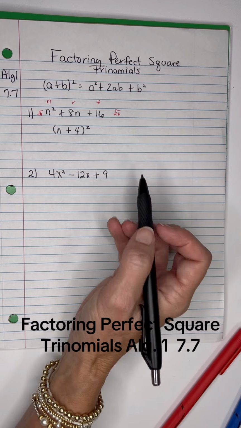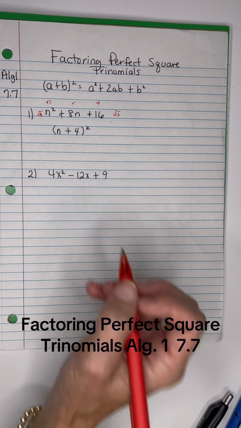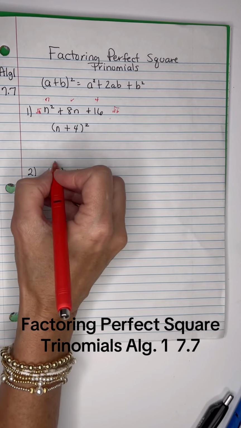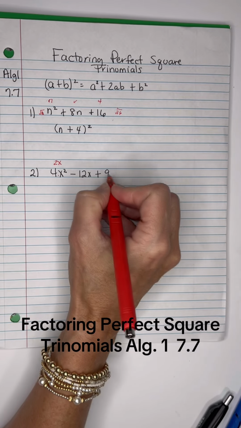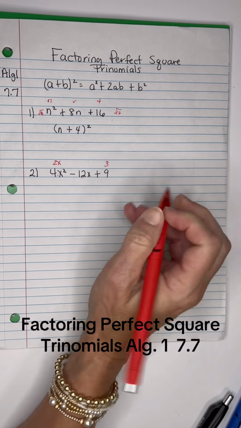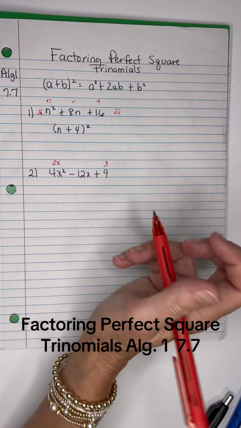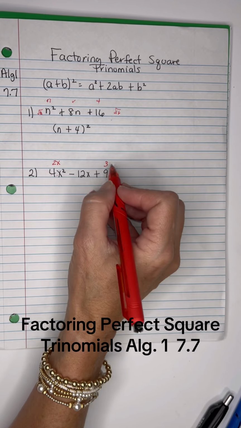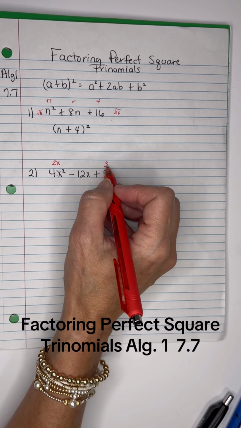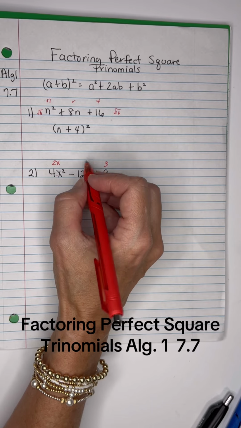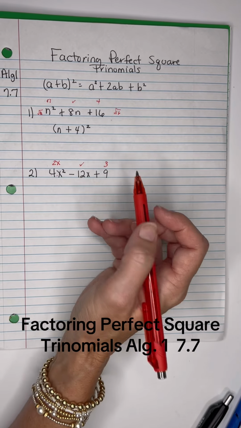And very quick. All right, let's ask ourselves those questions again. Is the first term perfect? Yes, that's 2x. Is the last term perfect? Yes, that's 3. That's the square root of it. All right, if I multiplied these together, I'd get 6, and if I doubled it, I would get 12. So it's going to be a perfect square trinomial.